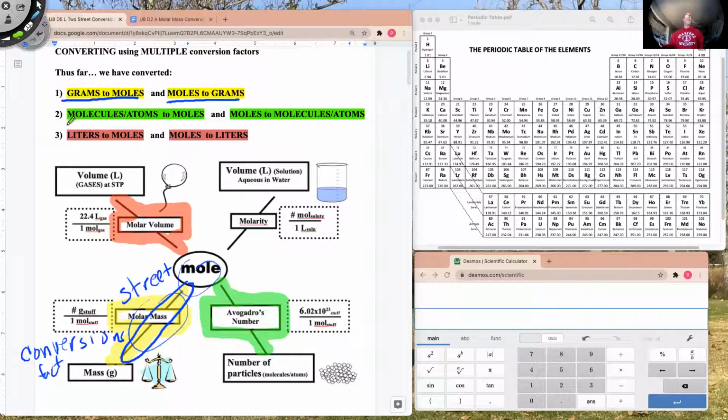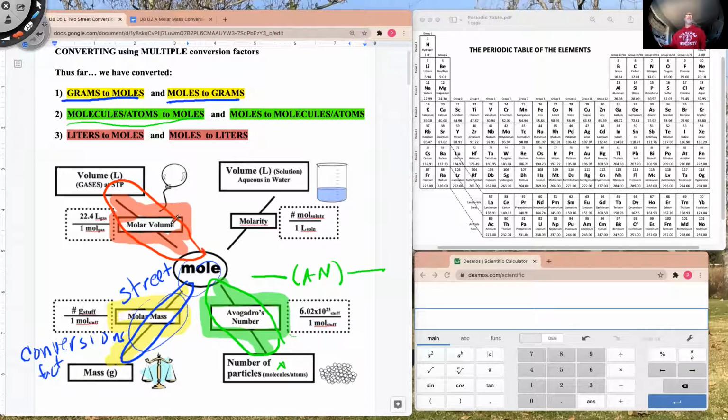We also learned how to go from molecules to moles. You didn't realize it. Let me get to this street. But we were using this street right here. And it took one conversion factor. We had what we started with, then Avogadro's number, I'll put A in, and then our answer, right? We used one street. We started at molecules to go to moles. We go this way. We also did molar volume, ladies and gentlemen. And molar volume was another street.